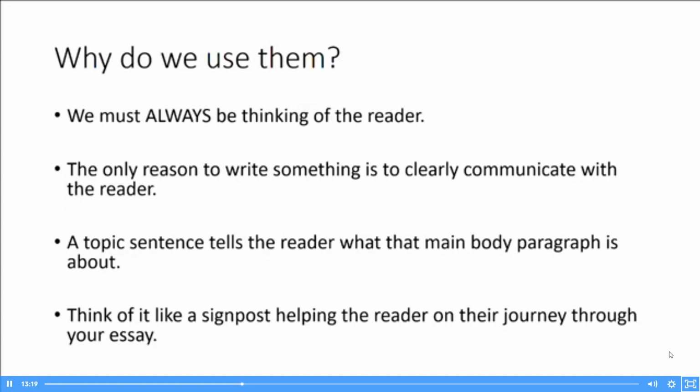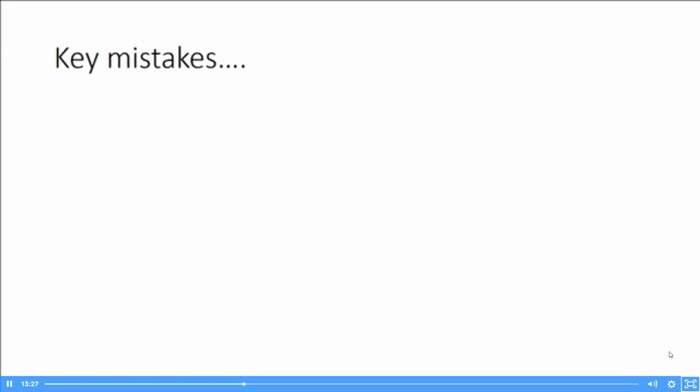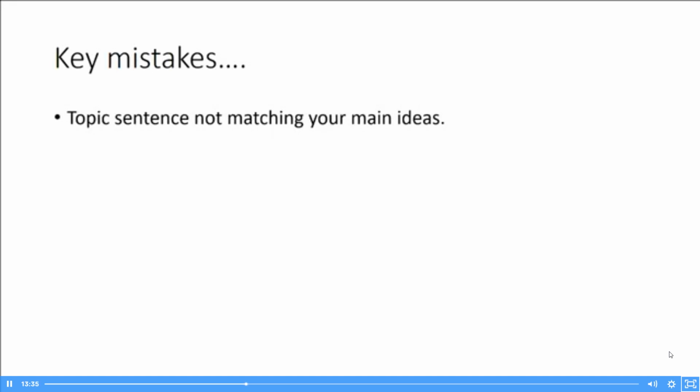So what are the key mistakes that I see people making with topic sentences? Topic sentence is not matching your main ideas. I have no idea why people do this, but it is extremely common. What will happen is they will outline their main ideas in the introduction. It's very clear what their main ideas are, and then they'll completely change them in the main body. And then in the conclusion, they might even have different ideas. I don't know how to stop that because I have no idea of the thought processes that go through people's minds when they do that.